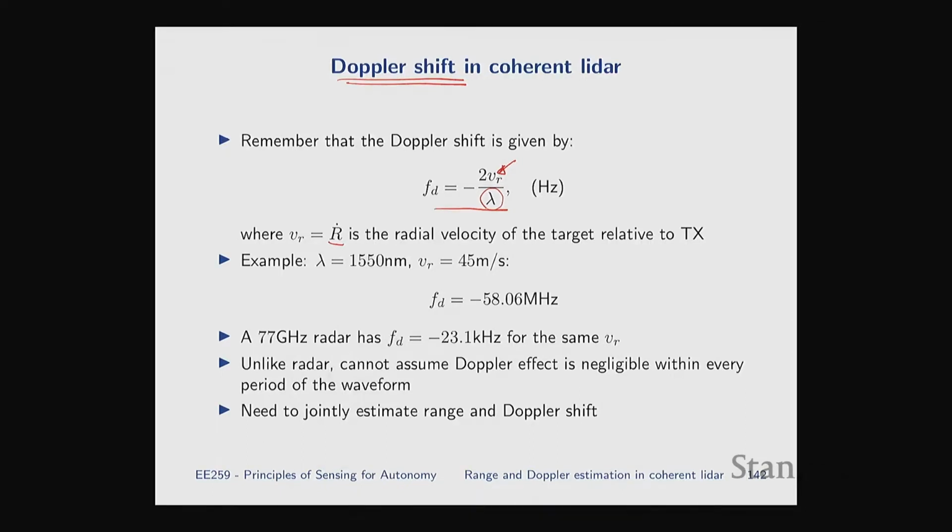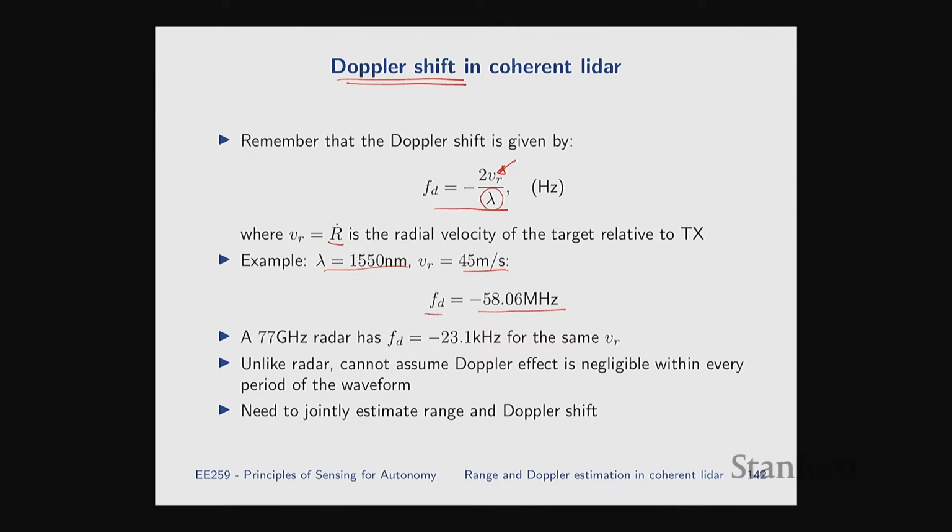Now, if we plug in some ballpark numbers for LiDAR, let's say you have a 1550 nanometer LiDAR, that's your lambda, and VR is 45 meters per second. So it's fast, but it's not outrageously fast. It's a velocity you can easily get if you have some LiDAR in a vehicle or something like that. And then your Doppler shift turns out to be minus 58 megahertz for this choice of parameters.